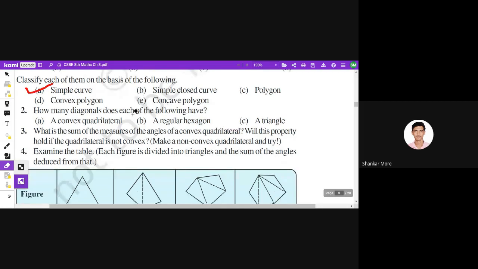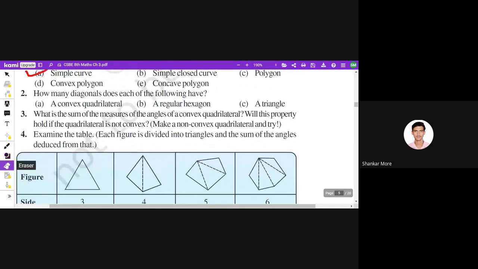Now, the next question: what is the sum of measures of the angles of a convex quadrilateral? Will this property hold if the quadrilateral is not convex? Make a non-convex quadrilateral and try. So we know that sum of measures of angles of a convex quadrilateral, what will be the sum, students? It will be 360 degrees. Okay, so first try to draw a convex quadrilateral.